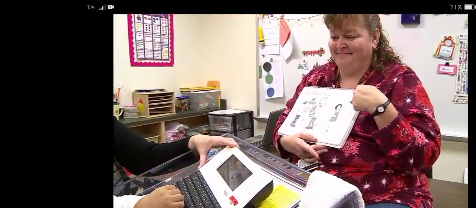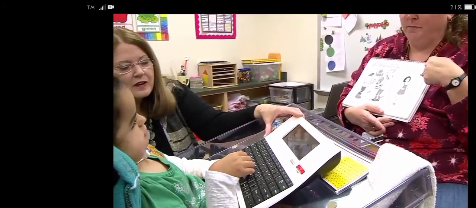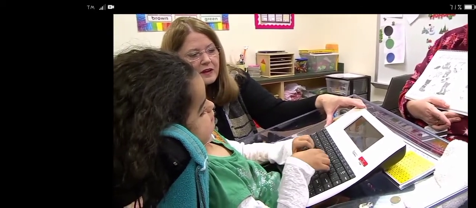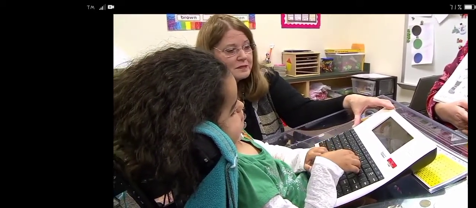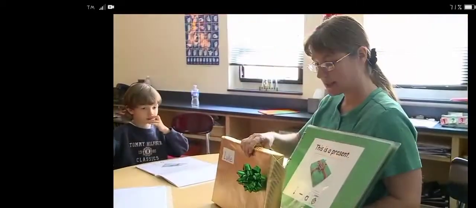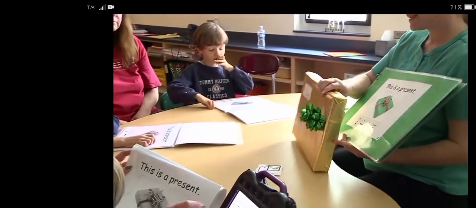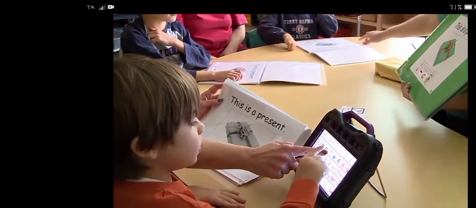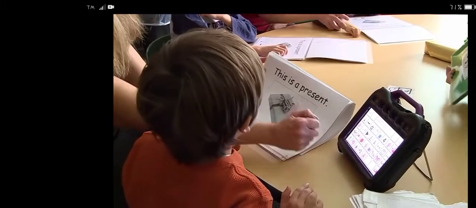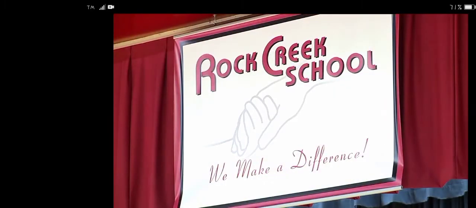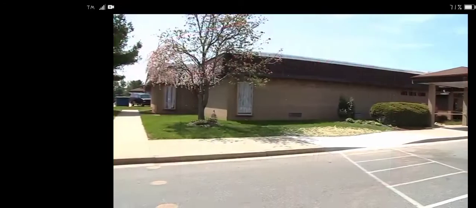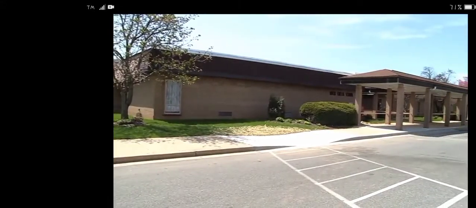There are additional specialized programs for children who are more significantly impacted by their disabilities. The Challenges Program provides support for children who require considerable support in a highly structured, communication-focused program. Rock Creek School provides support for children with very significant educational and/or medical needs.